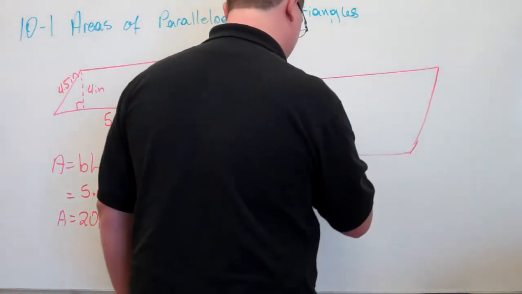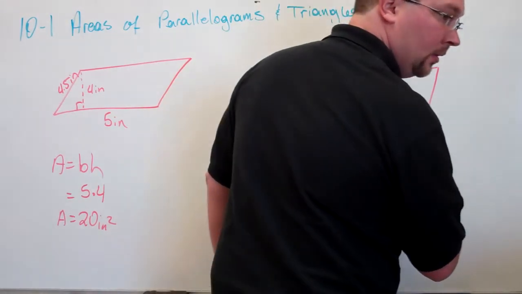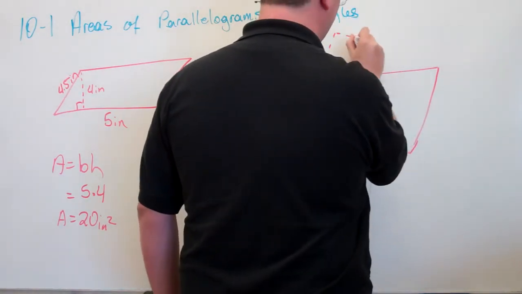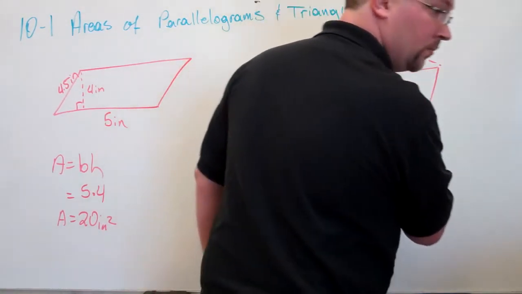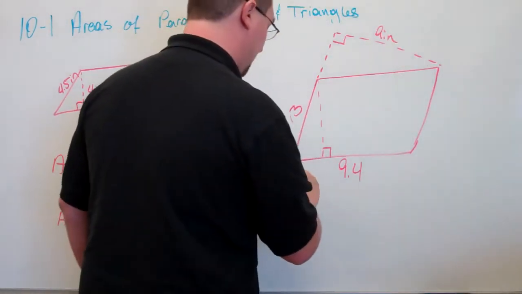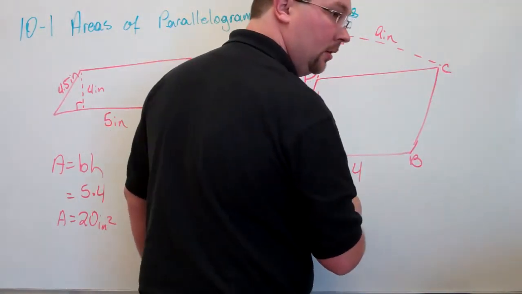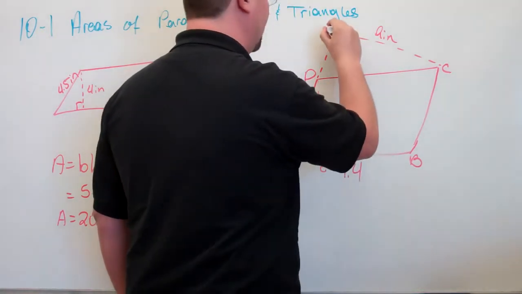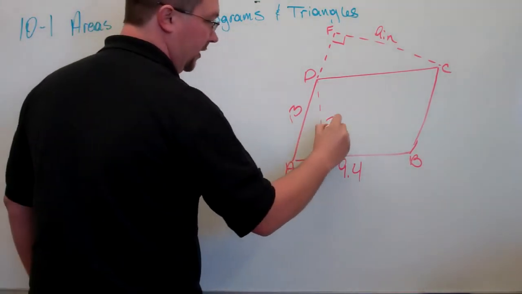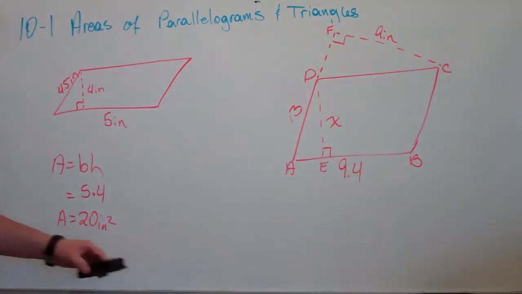This is 9.4, 13, and this is 9 inches. So here we have A, B, C, D, and then this point is E, this point is F. Now, I want to find the value of X, which is this altitude right here.